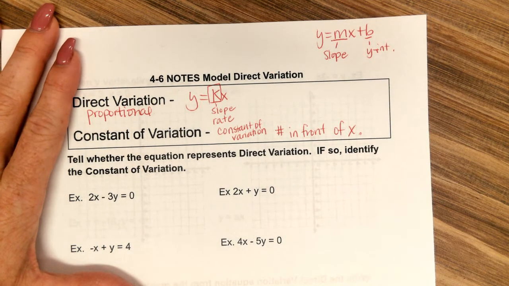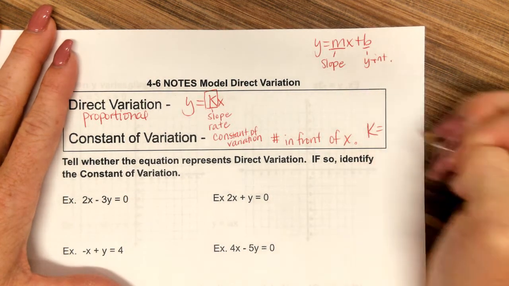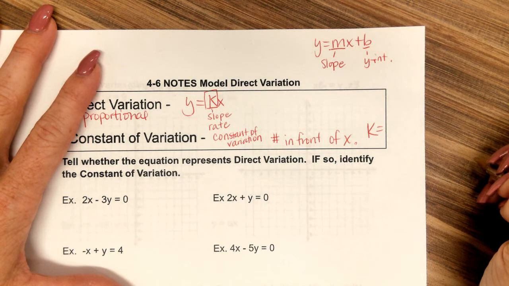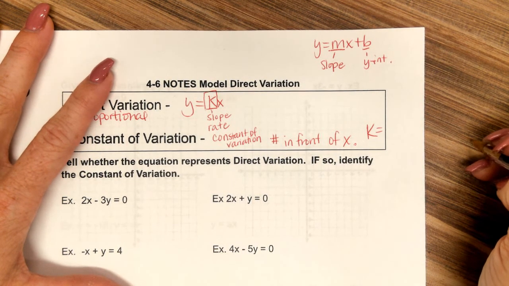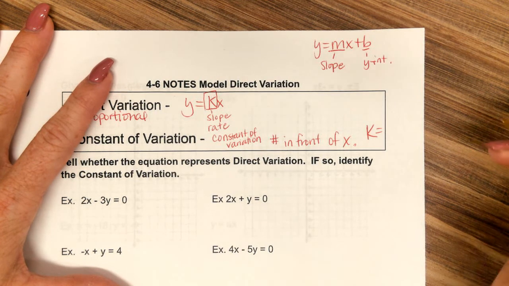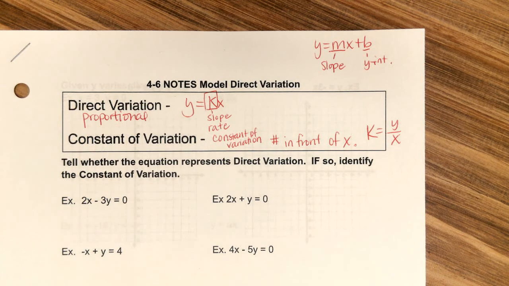You learned this in 7th grade. To find k, does anybody remember the formula? It was on your star chart last year. To find k, k equals y over x. So in 7th grade, that's what you focused on. To find the constant of variation, you simply take y and divide it by x.